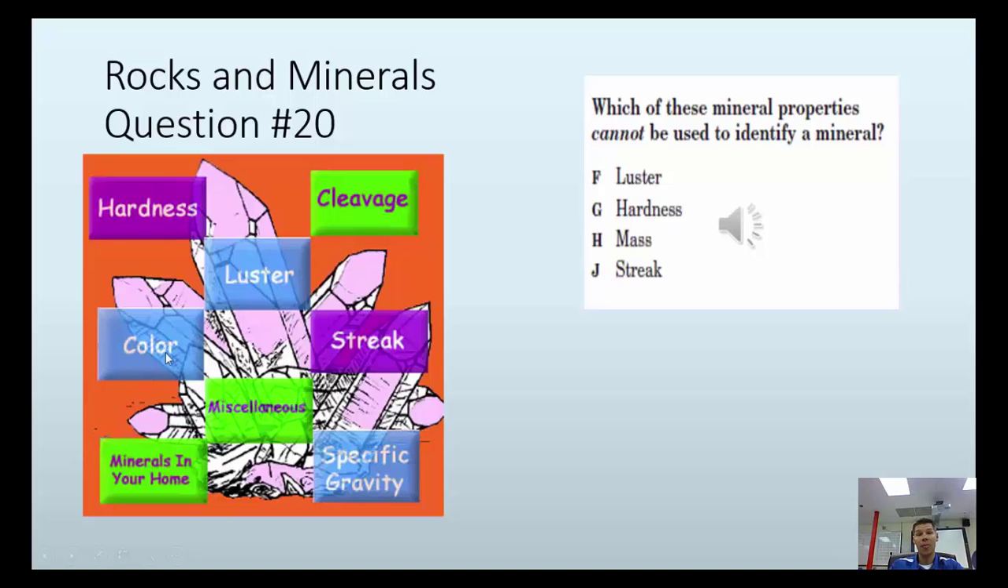Its color can be helpful. The streak that's left on the streak plate can be helpful. There's lots of things. Its density, its specific gravity, that can be helpful. What cannot be helpful? Luster, we said yes. Hardness, we said yes. Streak, we said yes. But its mass, its mass cannot be helpful because it doesn't matter how big the mineral is. That won't tell you how much it weighs or how big it is. That's not going to tell you what mineral you have. So the answer is H, mass.